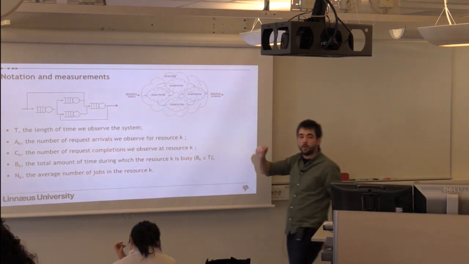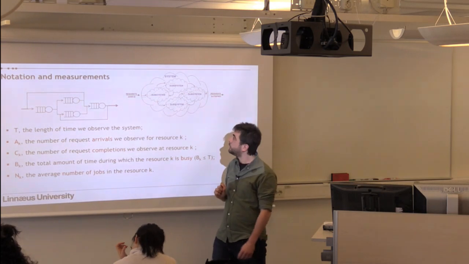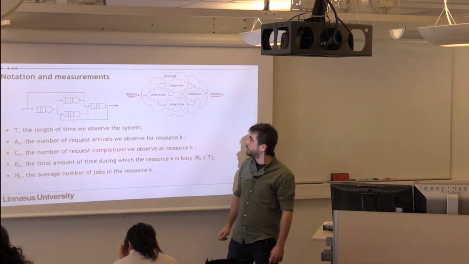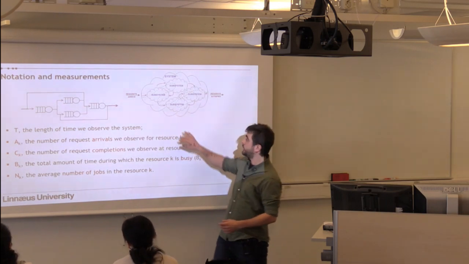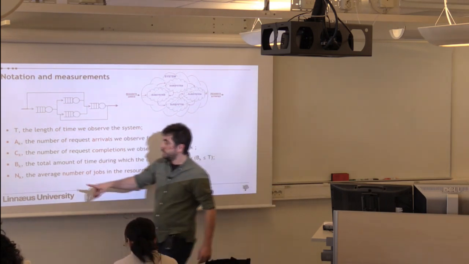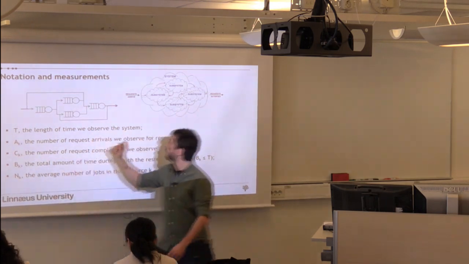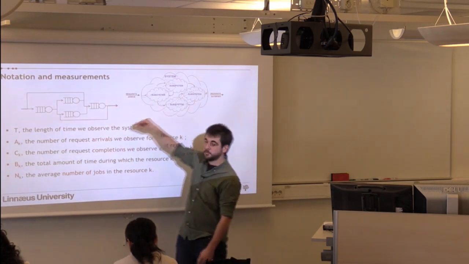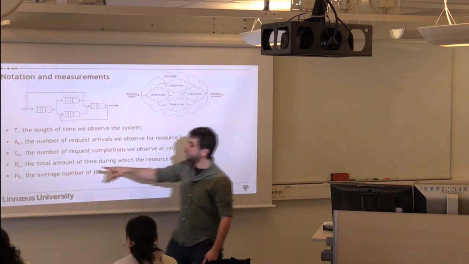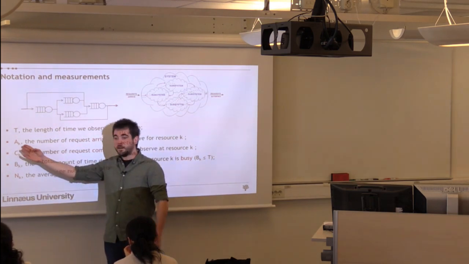So the job is circulating among subsystems, traversing them. So we can measure some quantities also at the subsystem level. We are going to use the same characters and with a subindex for the concrete subsystem we are measuring. So subsystem 1, 2, 3, 4, so we will have A sub 1, A sub 2, A sub 3, generically A sub k.